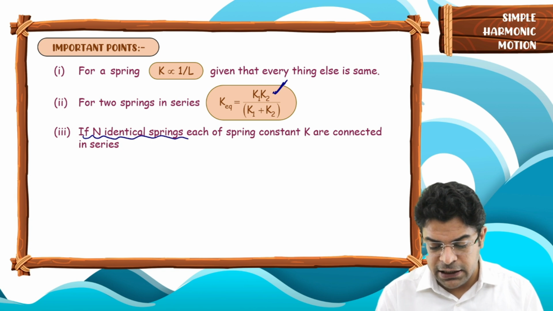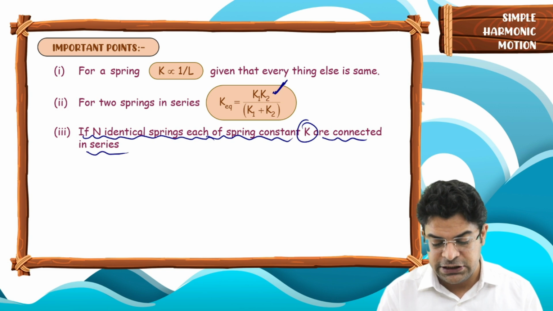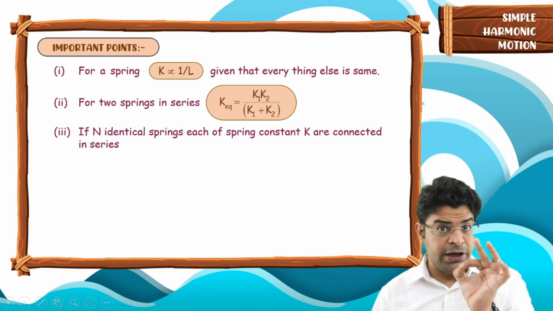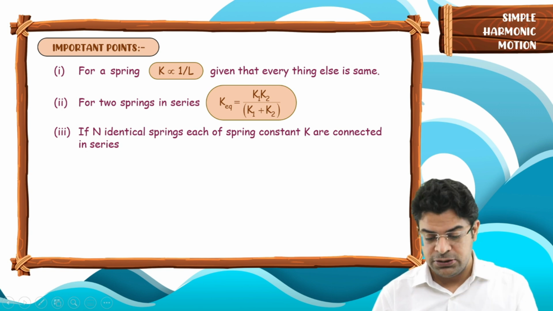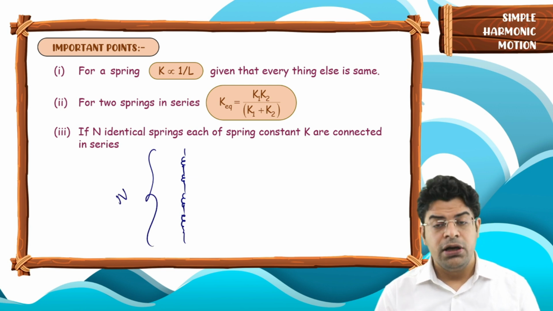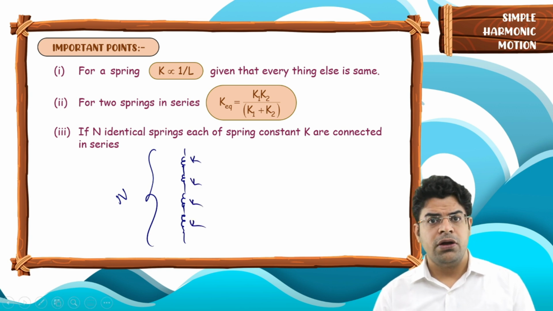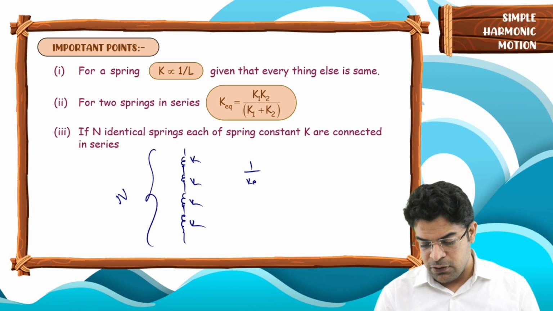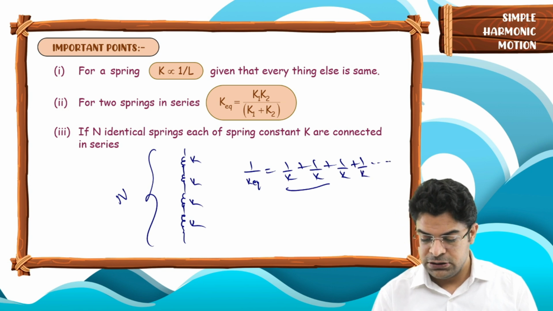If n identical springs, each of spring constant K, are connected in series, then what will be the equivalent spring constant? So if I have n identical springs, the first spring has spring constant K, second K, third K, fourth K, and so on. So you will write 1 upon K equivalent equals 1 by K plus 1 by K plus 1 by K, and so on. How many times? n times.